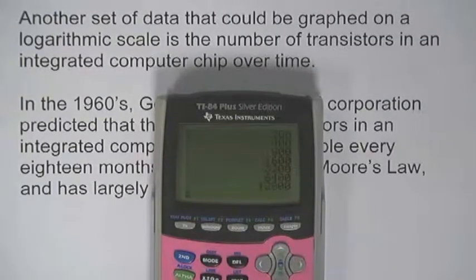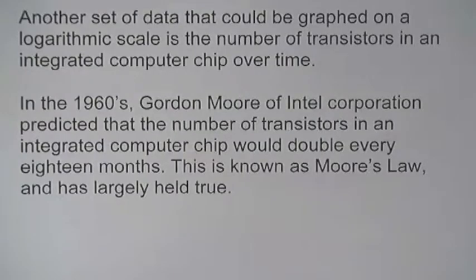And as we go, even just in 10, 15 years, you're going to end up with a very large amount of transistors. So we can see that because this data is going to be so spread out, we are going to need an alternate scale to graph this data. In this case, a logarithmic scale would be another way of displaying this type of data.